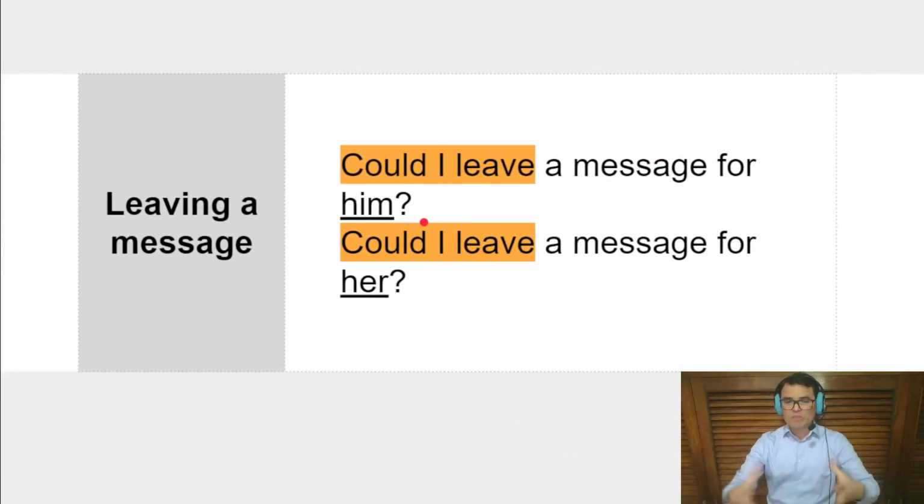Some other expressions. If you want to leave a message, could I leave a message for him? Could I leave a message for her? If you're calling a man and the man is not there, you can say, could I leave a message for him? If you want to talk to a girl and the girl is not there, what do you say?